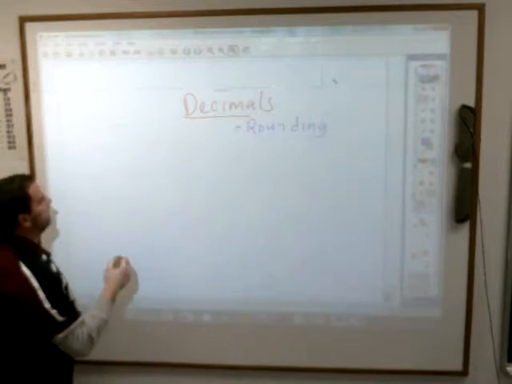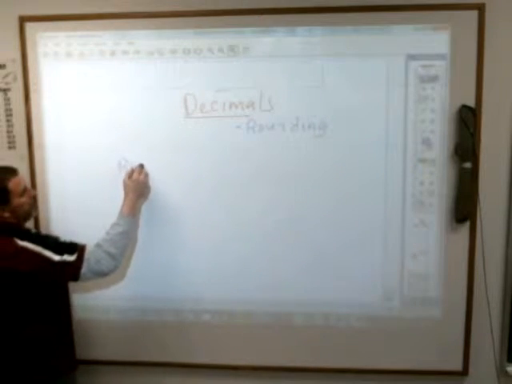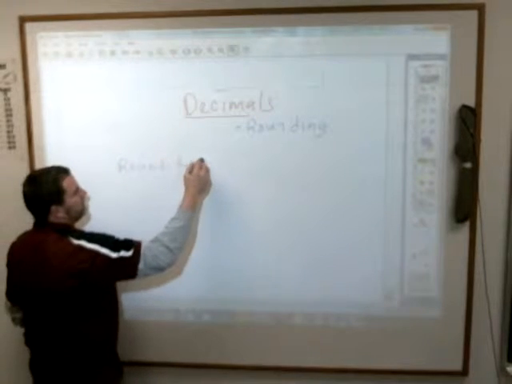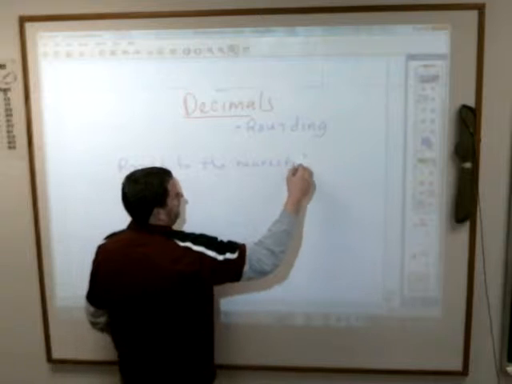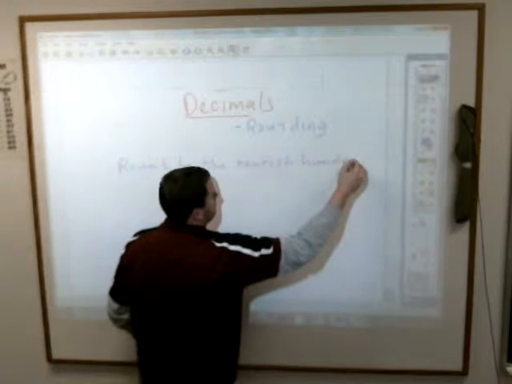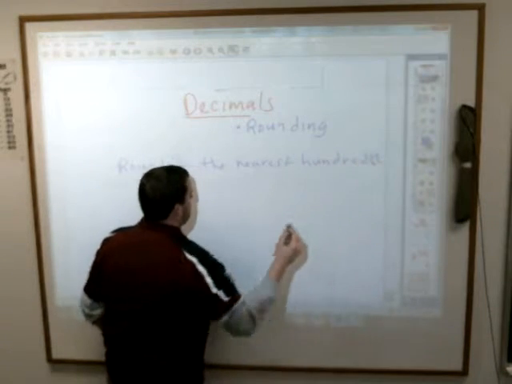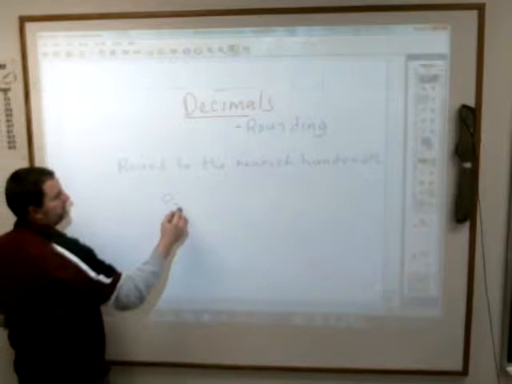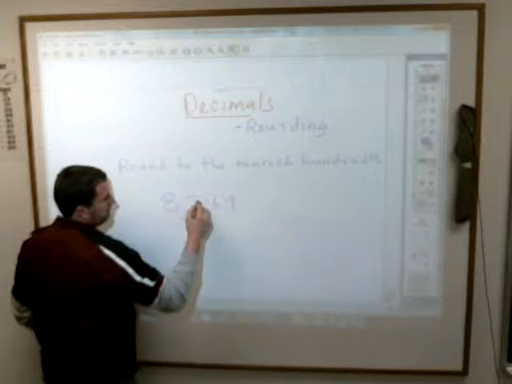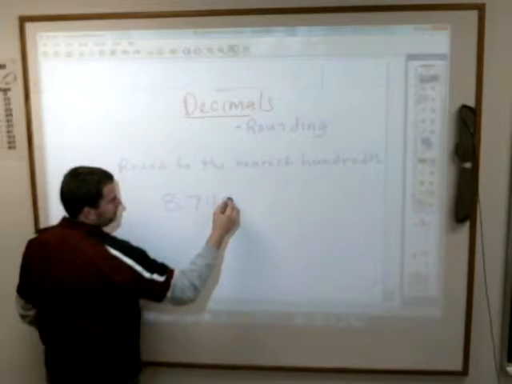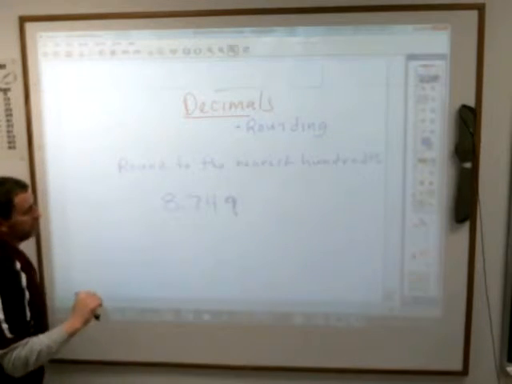Okay, let's say the directions tell me to round to the nearest hundredth. And I have a decimal that says 8.749. See if you can follow this logic here.